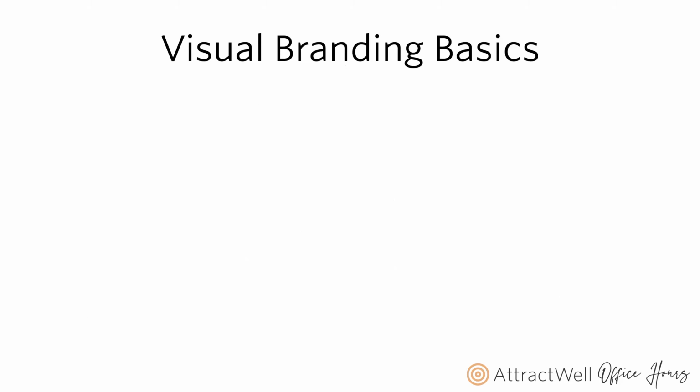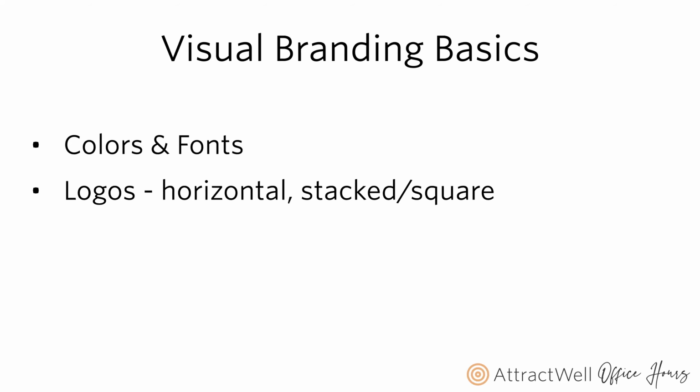All right, so let's get into some basics of visual branding. And these are the things I'm going to show you how to do today. We've got colors and fonts. We've got logos. We've got 2 different ways to have our logos set up. I recommend having a mix of both, one that is horizontal in alignment and then one that is kind of stacked or square in its resolution. We'll also put a favicon together.